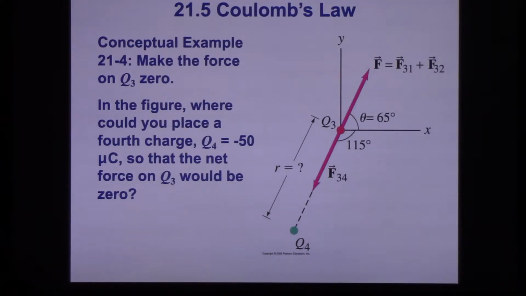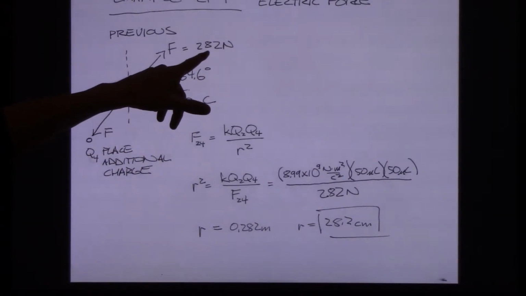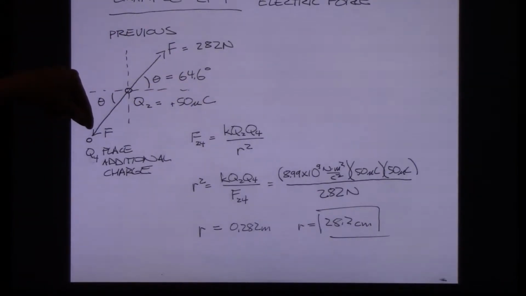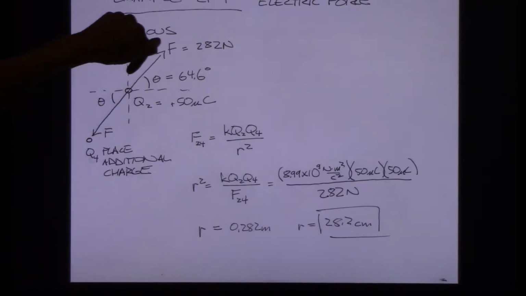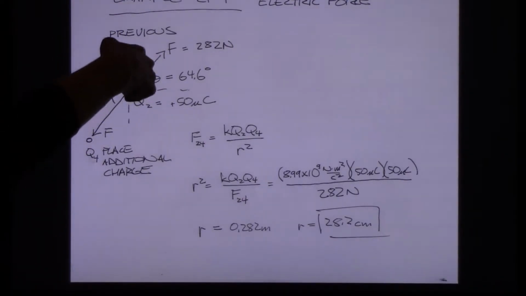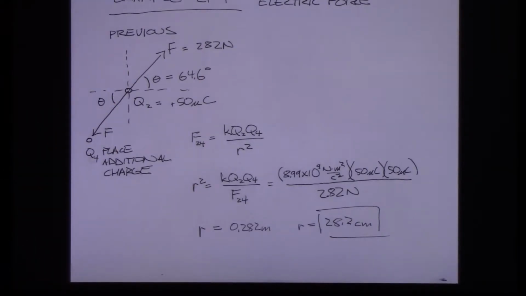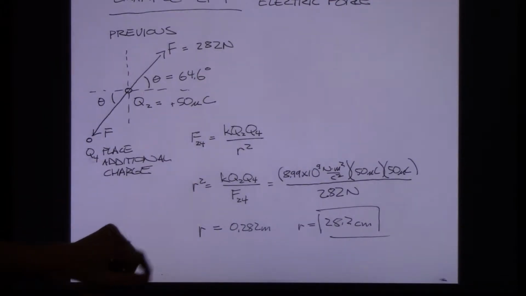So that's what the force diagram looks like, what we have here. And then here we are doing the calculation. So we've got a force of 282 newtons. We want to create a force over here of 282 newtons. And we want to match the angle exactly. So the angle we've already solved for. We want it at an angle of 64.6 degrees, but back in the other direction. So 64.6 measured this way.